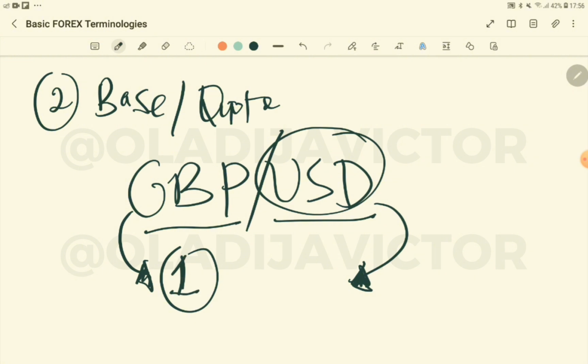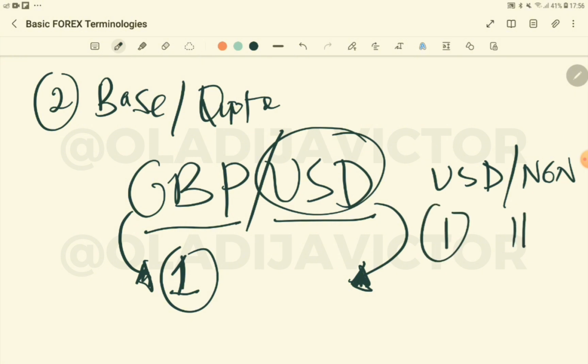For example, let me use something that we understand. USD NGN, United States dollar, Nigerian naira. 1 is equal to 1,185. The meaning is, if you have $1, you have 1,185 naira. Same thing here. If you have 1 Great British Pound, maybe this will be 1.0135 or so. Do we understand?